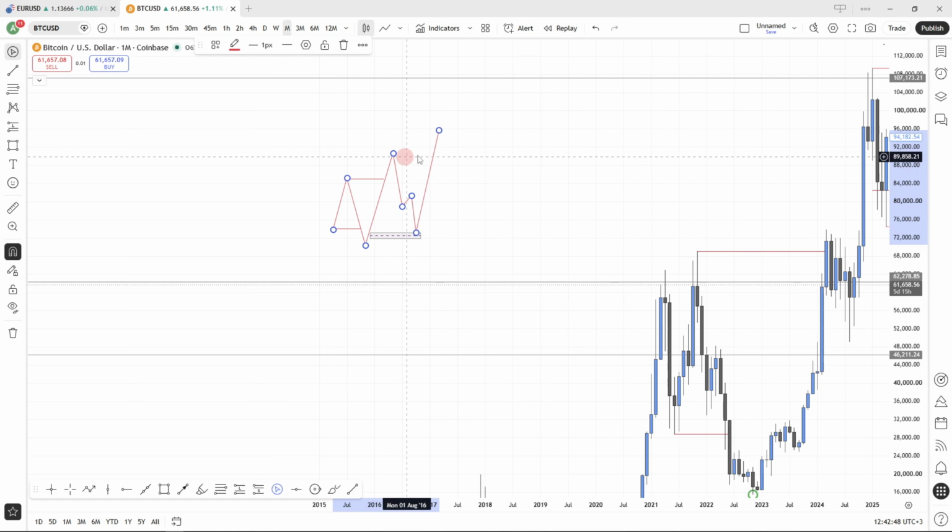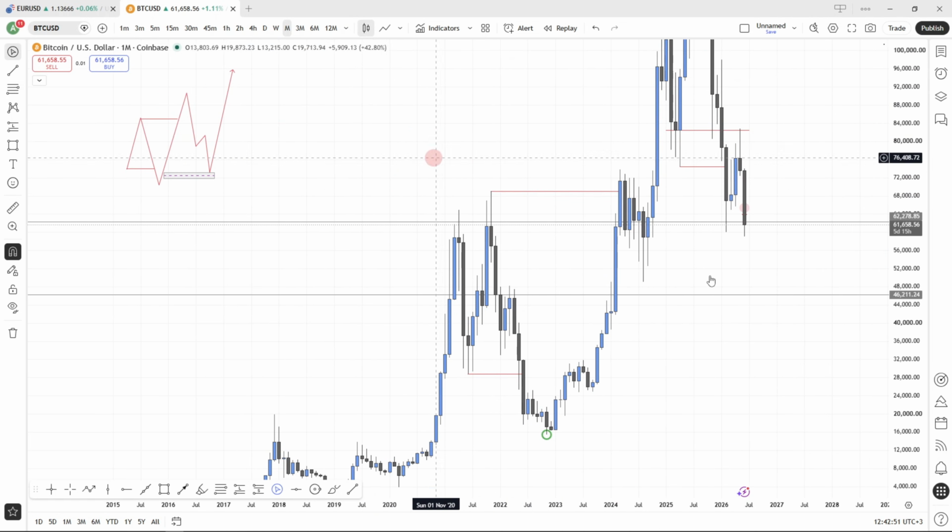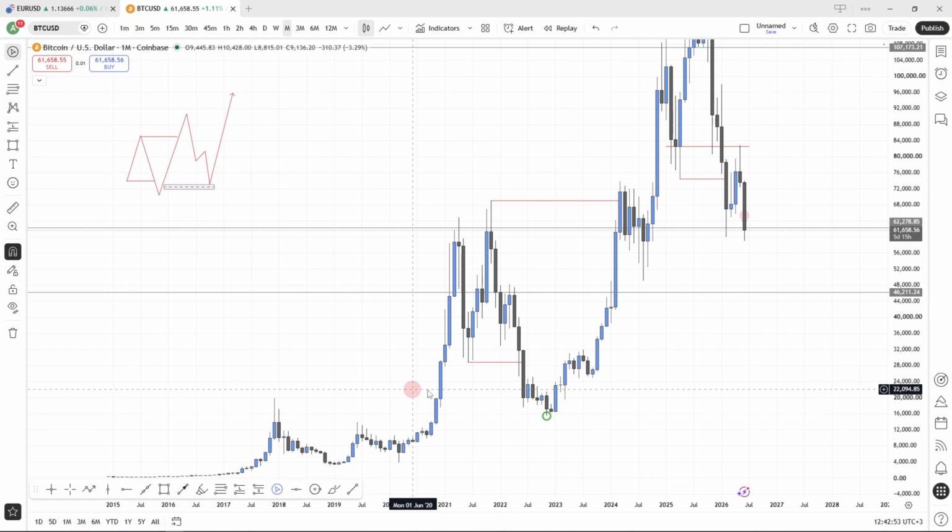So this is what price has been doing right here. You can see we have a typical structure like this one, where we have a sweep, which is a typical sweep, like on this demonstration right here, and then we have a breakout.